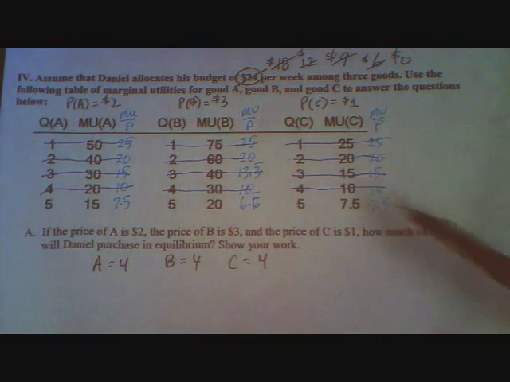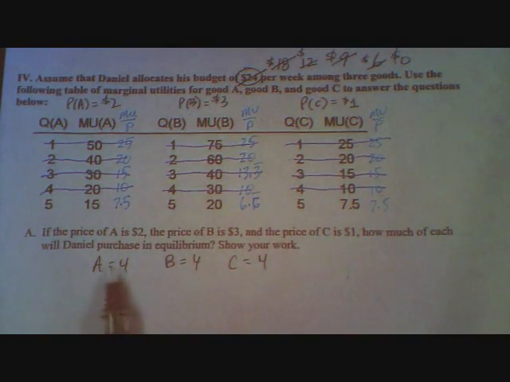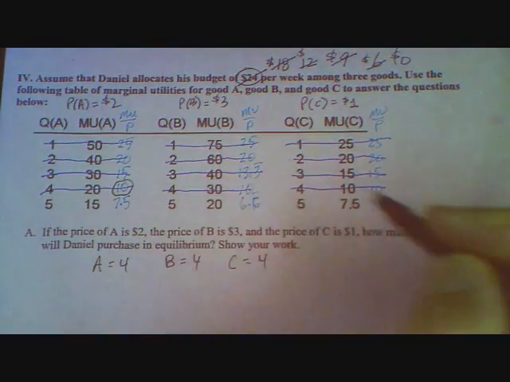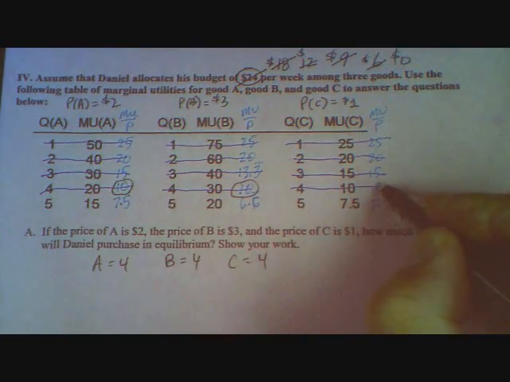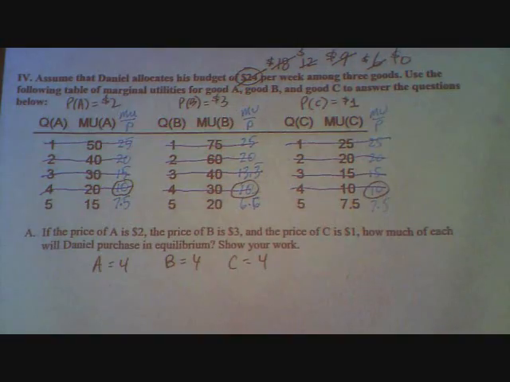At that combination of goods A, B, and C, the marginal utility per dollar he gets from good A is the same as the marginal utility per dollar he gets from good B, is the same as the marginal utility per dollar from the fourth unit of good C. So there's that balance between the marginal utilities per dollar that defines an equilibrium. He's maximizing his utility if he chooses 4 of each.